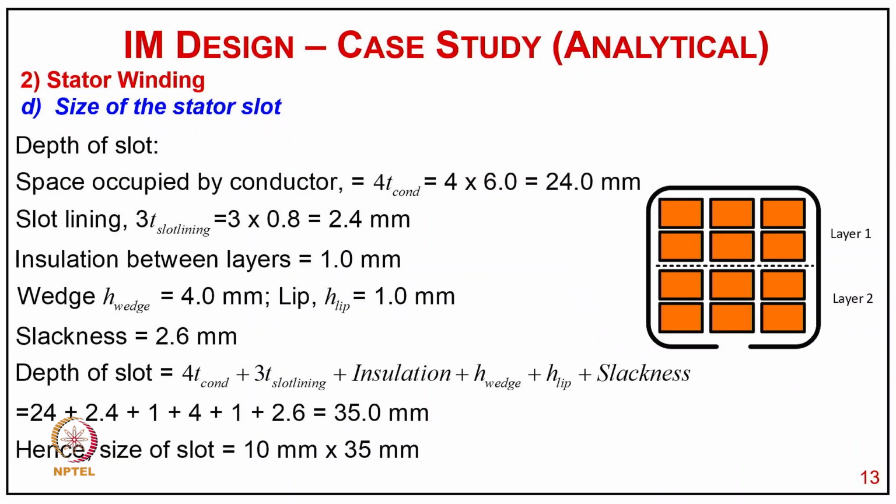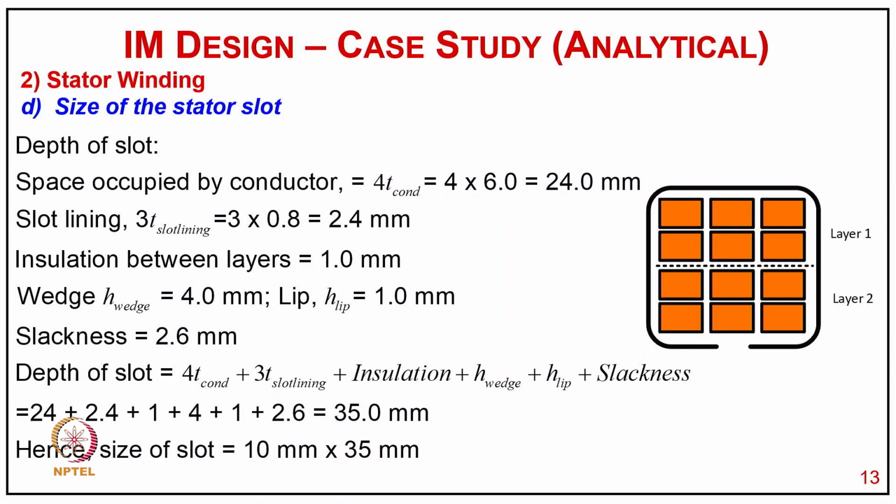Now coming to the depth of the slot, depth wise we have typically 4 layers. So space occupied by the conductors is 4 into T conductor, that is 4 into 6, which comes 24 millimeter. And slot lining here, of course, we have 3 slot linings, so 3 into 0.8 is 2.4 millimeter. Insulation between layers is 1.0 millimeter. The wedge, H wedge, is 4 millimeter, and the lip, H lip, is 1 millimeter. Slackness is around 2.6 millimeter. So the depth of the slot will be 4 into T conductor plus 3 slot linings plus insulation plus H wedge plus H lip plus slackness. Putting in all values, it comes 35 millimeter.